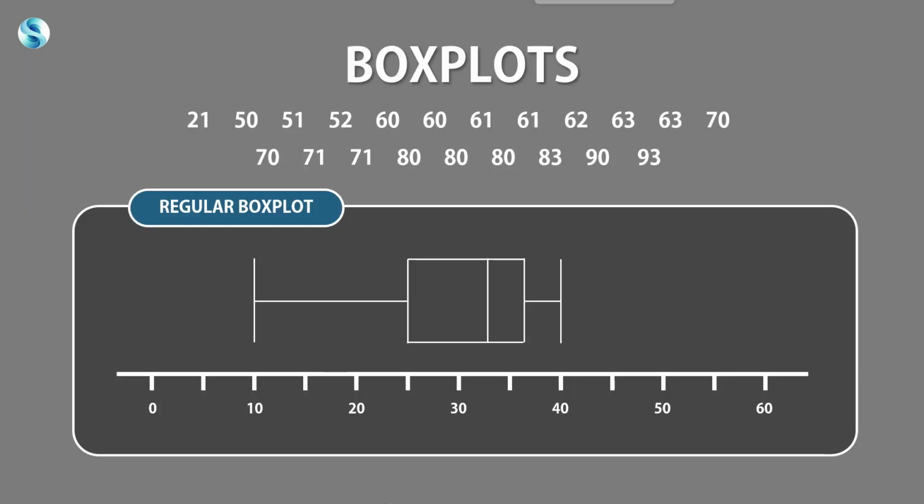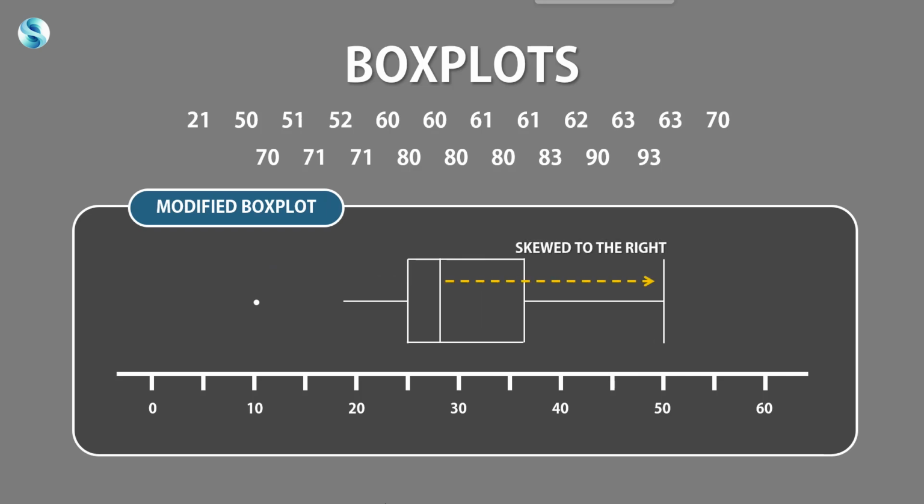We can also determine the skewness of the box plot. The presence of an outlier may affect how we interpret the skewness. For example, for this dataset, we can construct this regular box plot. We might think that this distribution is skewed to the left, but when we convert it to the modified box plot, we can see that this dataset is actually skewed to the right.